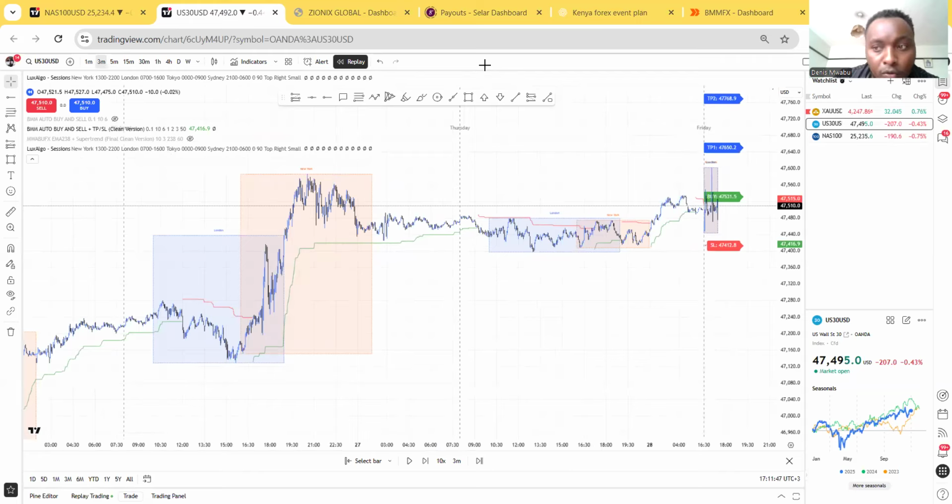So being on this area, we are biased. Our bias is our scanner. What do we mean by bias? Bias means that we are only looking to buy. Okay, we are only looking to buy. We will not just get into the buys blindly based on just a straight line.